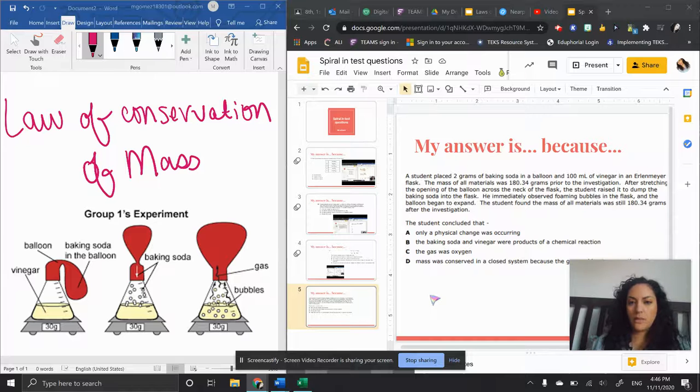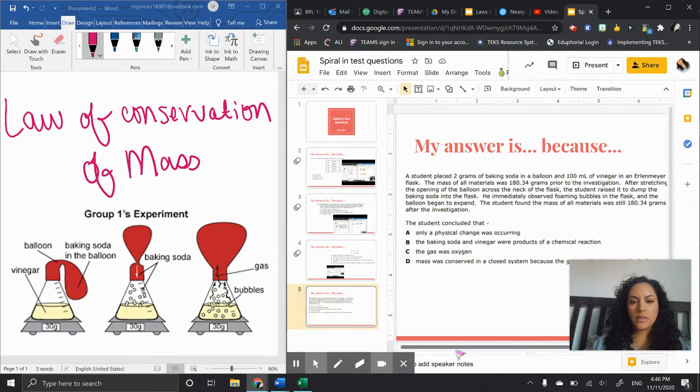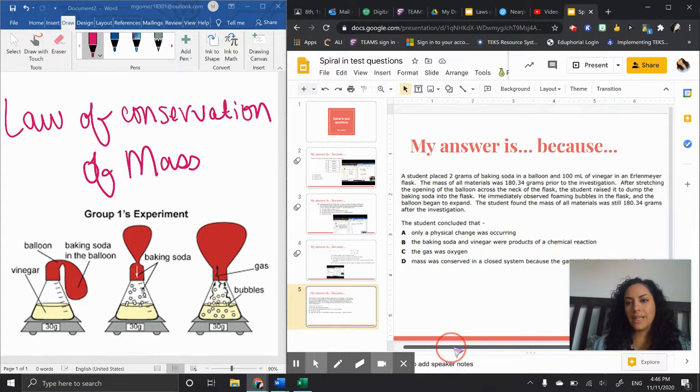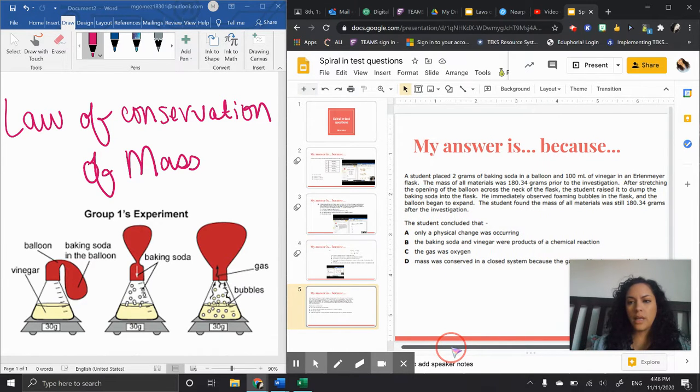All right, so now for this bell ringer, it sounds very similar to one that we had previously, but it's a little bit different. Okay, so I'm going to read it to you and then you figure it out afterwards. A student placed 2 grams of baking soda in a balloon and 100 milliliters of vinegar in an iron flask. The mass of all materials was 180.34 grams prior to the investigation.